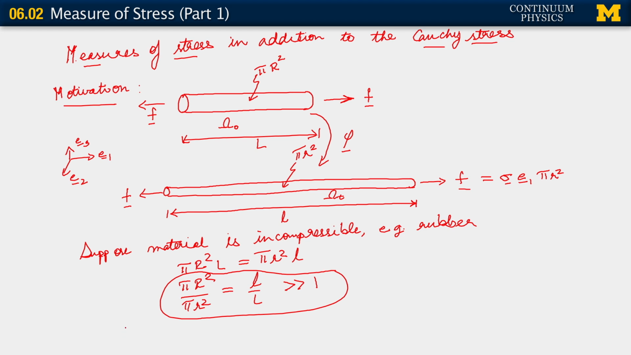Okay. Note that F over pi capital R square would be very much less than F over the current area, okay, which is sigma E1 there. All right. And furthermore, what we're getting to here is this idea that the area is changing so much, the body is deforming so much that things really look very different between the reference and current configuration.